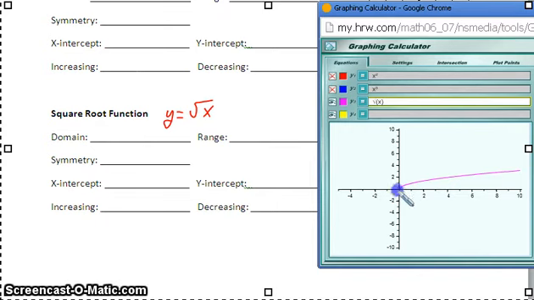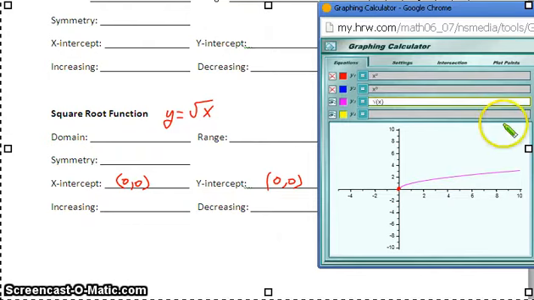Notice that the graph is starting right here at the origin, so our x and y intercepts again are going to be 0, 0. Again, we're talking about the most basic form of these graphs, so you're going to notice that a lot of these will have the x and y intercepts at 0, 0.